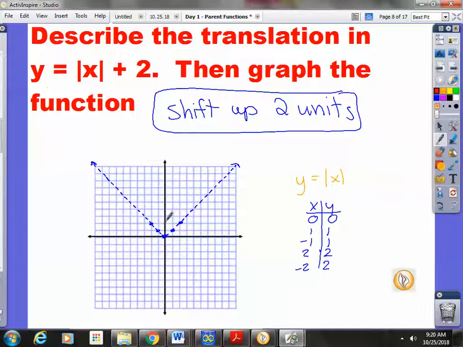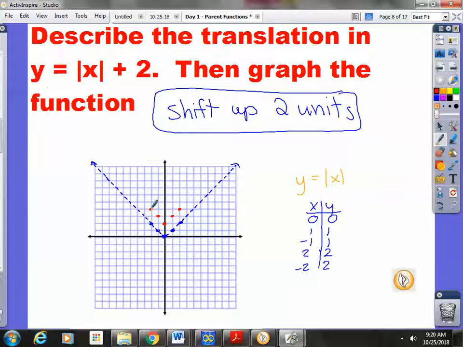0, 0, I'm going to move it up 2. 1, 1, I'm going to move it up 2. 2, 2, I'm going to move it up 2. Negative 1, 1, I'm going to move it up 2. Negative 2, 2, I'm going to move it up 2. And then I'm going to draw in my graph.